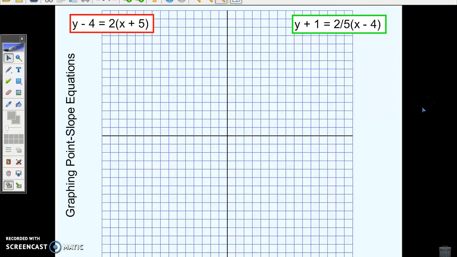All right, welcome back. This is graphing point-slope equations. You can see it vertically over on your screen because I'm fancy like that.